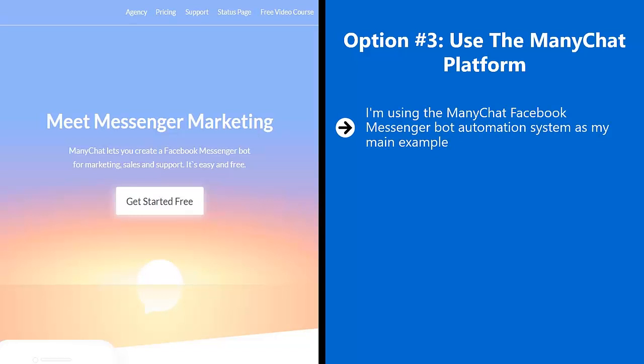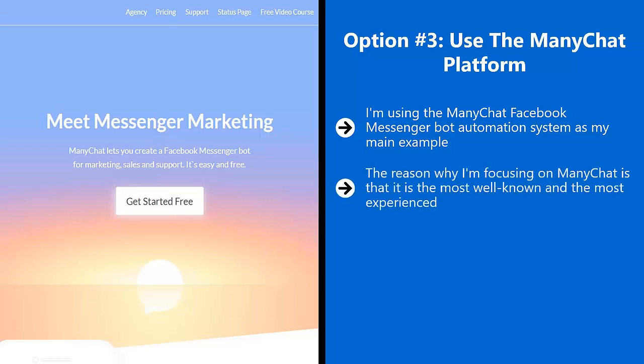I'm using the ManyChat Facebook Messenger bot automation system as my main example. There are other companies out there offering their own platforms that simplify the Facebook Messenger chatbot creation system. The reason why I'm focusing on ManyChat is that it is the most well-known and the most experienced. They've been around the block for quite a while. They have come up with a very robust and scalable solution.